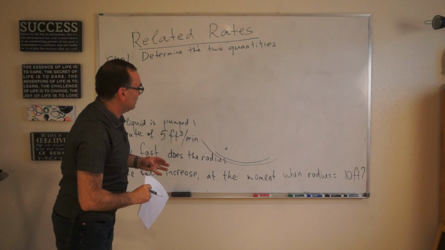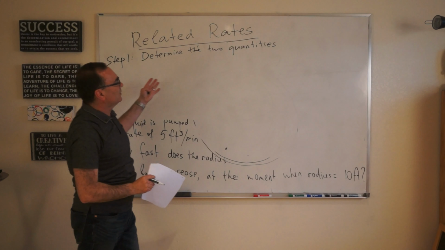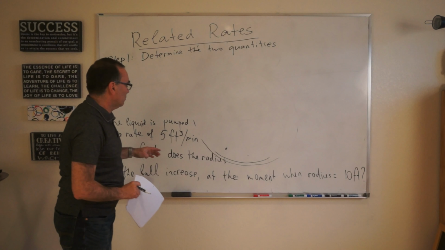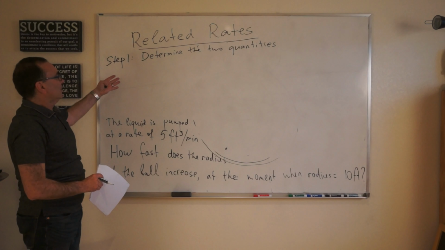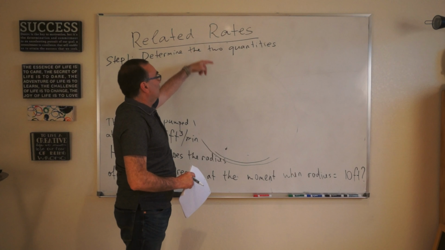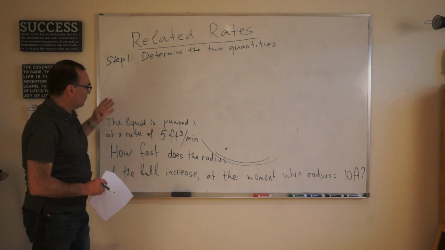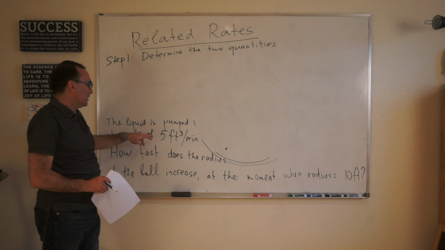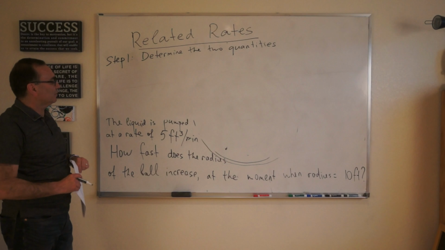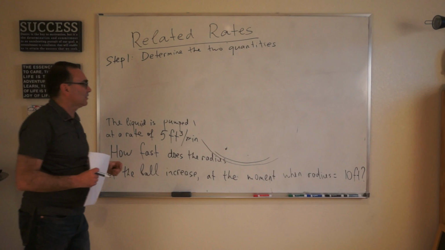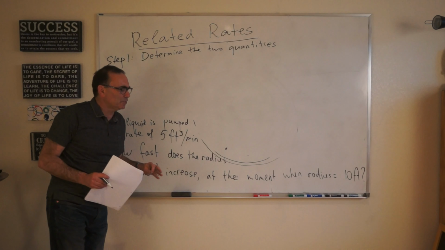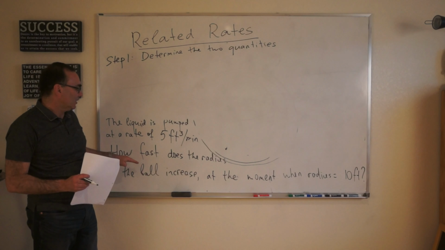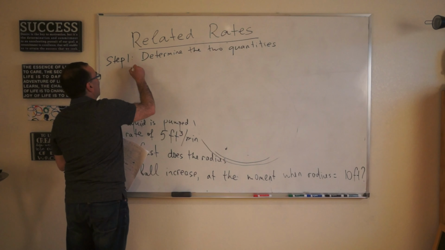These two quantities should be such that, first of all, they are related to each other, and second of all, they are both changing with time, and for one of the quantities the rate of change is given, and for the other quantity the rate of change is not known, is asked for. In fact, it's easier to determine the quantity whose rate of change is asked for. So let's say part A.